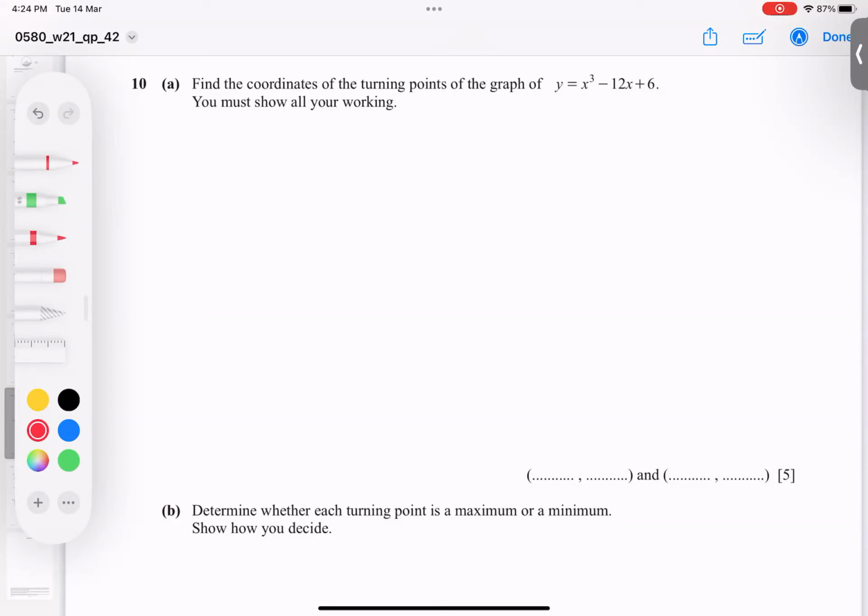This is a topic of differentiation, October 2021, variant 42. Let's start. The first part is asking us here, find coordinates of turning point of the graph. How we can find it?